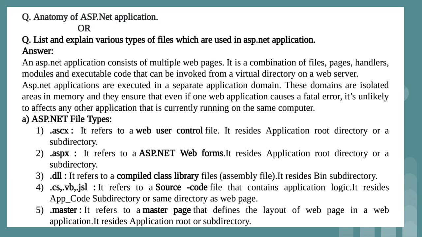So these are nothing but the source code files which contain the actual code which we want to execute when we run the particular web page. So .cs is nothing but the source code file. Okay, and it resides inside the app_code subdirectory. So you will get to see your .cs code inside the app_code subdirectory.